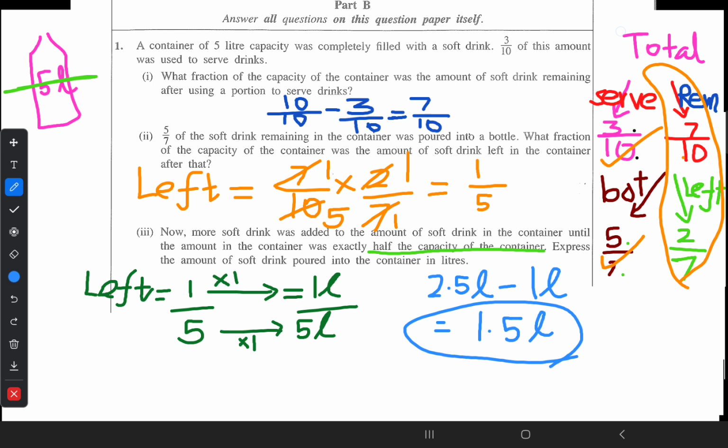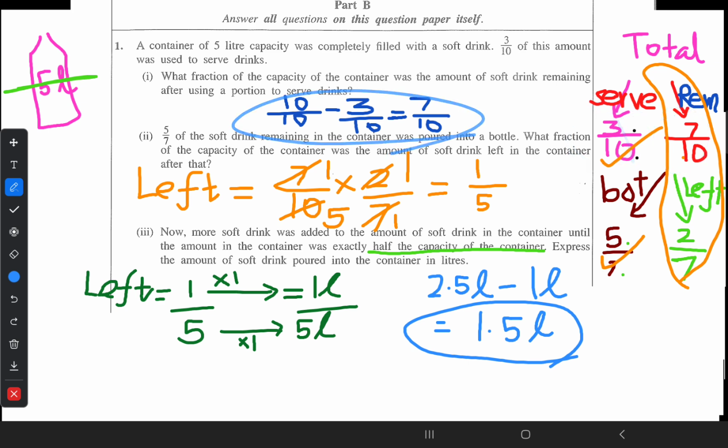First of all, they were given a 5 liter capacity. Okay, a 5 liter container that's filled with soft drink. From that, 3 upon 10 portion was used to serve drinks. We used this amount of soft drink to serve. So the remaining would be 7 upon 10.